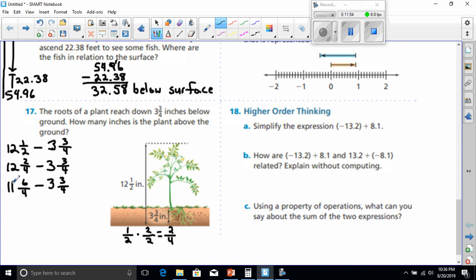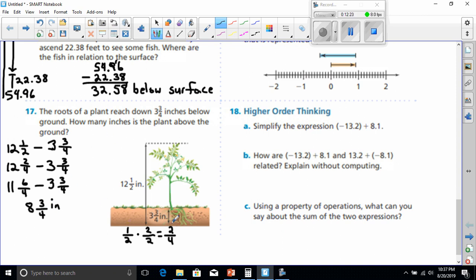And now I can take 11 minus 3 now, and that's going to give me 8. And then we're going to have 6 minus 3, which is 3, and the denominator stays the same, 4. And that's going to leave us 8 3/4 as our answer. And since we're talking inches, it'd be inches.